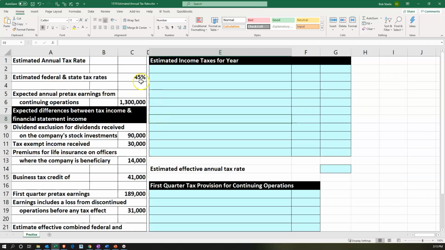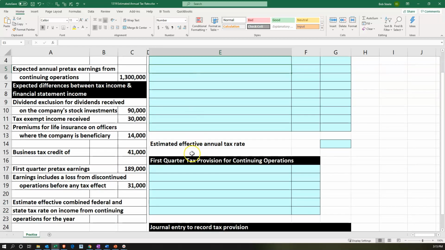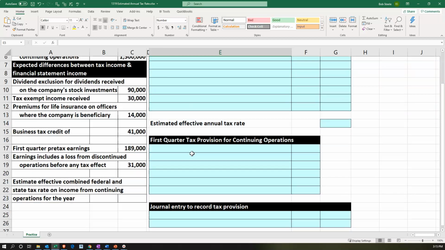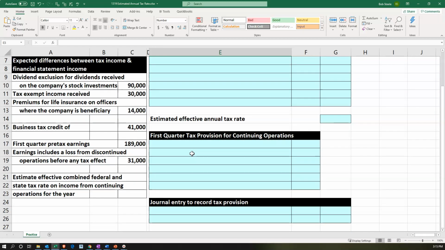Here we are in Excel. We have the information on the left-hand side. We're going to put that into the blue area into our worksheet on the right-hand side. We're going to be estimating the income taxes for the year. Once we have the income taxes for the year, we'll have the estimated effective annual tax rate. Then we'll take a look at the first quarter tax provision for continuing operations.